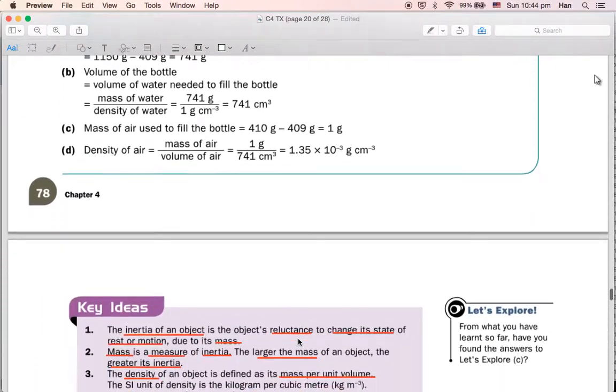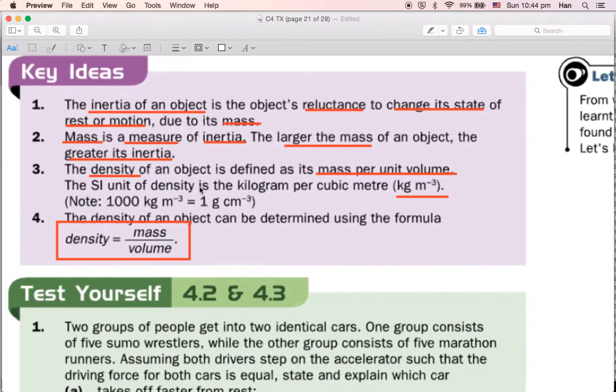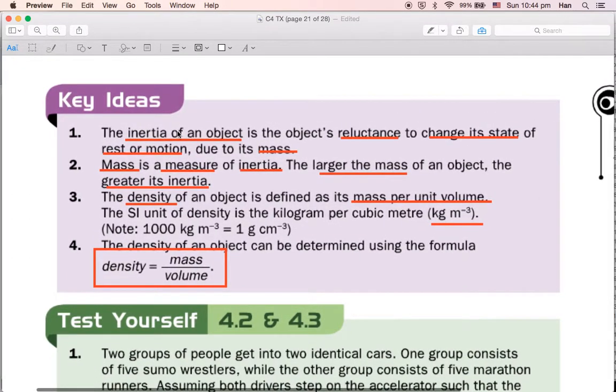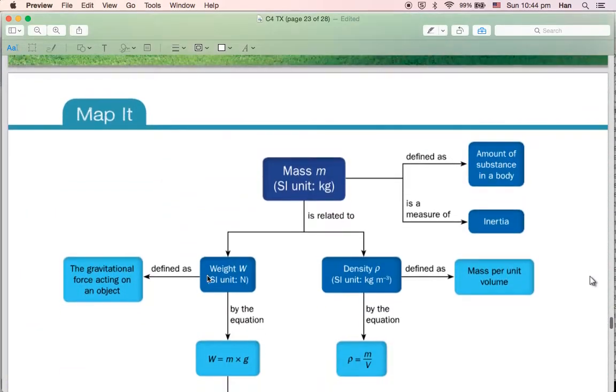Okay, so just a recap on this entire chapter. Over here we are at the top of page 79. The inertia of an object is the reluctance for it to move or change its state of motion, due to its mass. Mass is a measure of inertia. The larger the mass, the greater the inertia. And density is basically its mass per unit volume. It's measured in kilograms per meter cube. And this is the formula over here: density equals mass divided by volume.